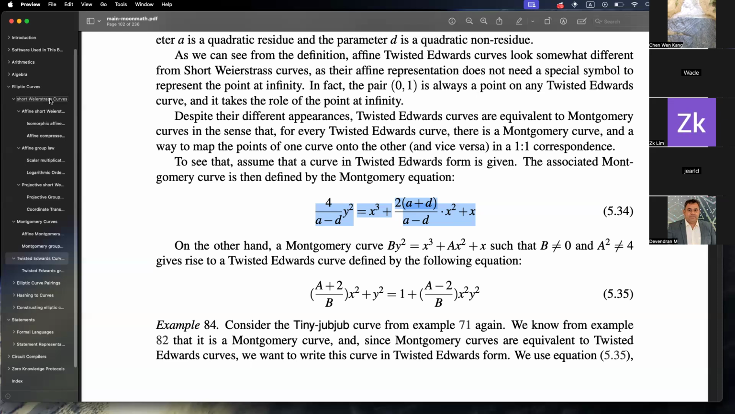But twisted Edwards, it's not a curve itself, it's a form to represent curves, right? Because BLS12-377 is basically, well, yeah, I'm not sure. I'm pretty sure. I might be wrong.